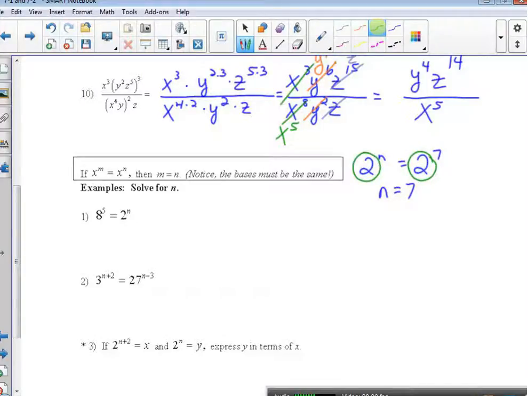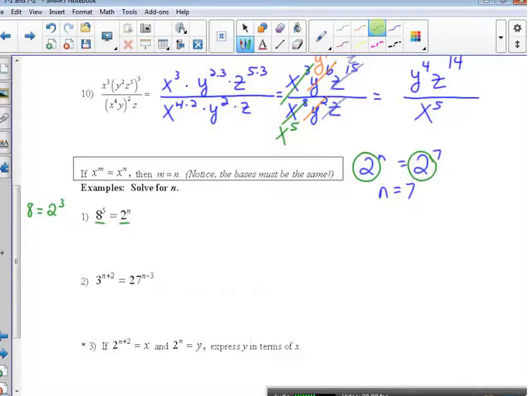So on number 1, if I can get the bases the same, then I can set the exponents equal. Now, it's more difficult to take a smaller number and bring it to a larger base. So always work with the larger one first and try to bring it to a smaller base. So for 8, you need to be thinking of your powers. So you need to be thinking 8 is equal to 2 to the third. Okay? You need to think powers.